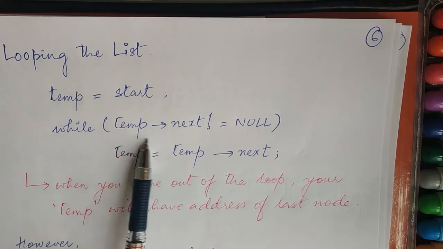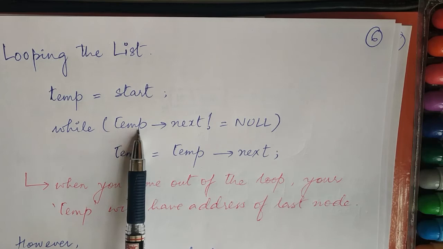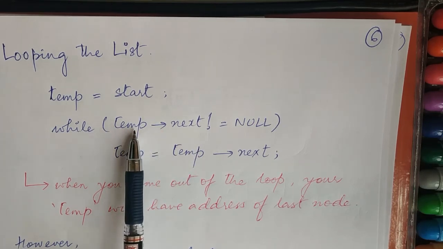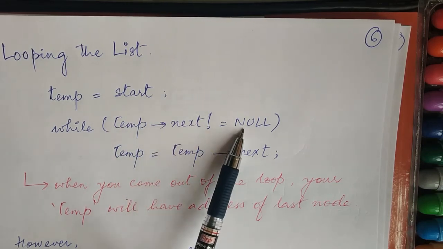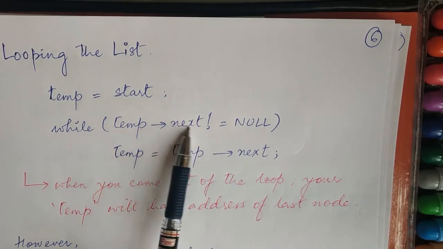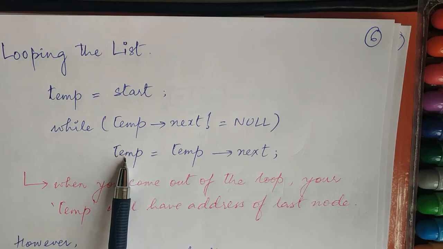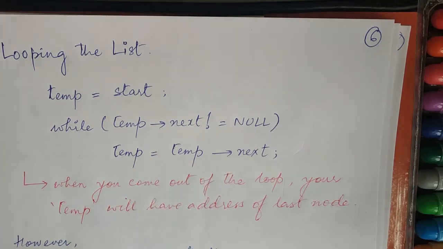And what does this loop say? What is the condition in this loop? I say that if the next field of this node, so right now I'm at the start node, is not null, okay, if the next field is not null, you go inside the loop. And what do you do inside the loop? You change temp from temp to next. So let me tell you what happens exactly.